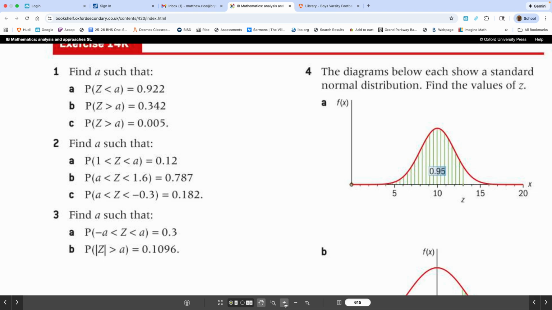This first one, it says that the probability Z is less than A is equal to 0.922. This is 615. Where's this A going to be compared to the mean? If 92.2% is less than it, it's going to be to the right. Pretty good ways over here to the right, correct? Because all this right here is 0.922.